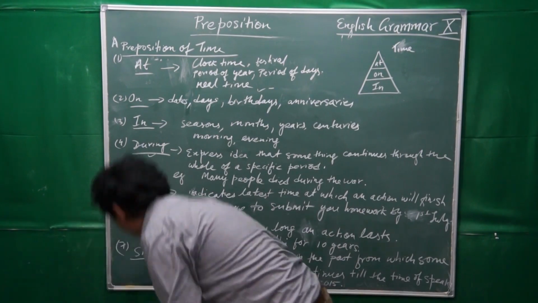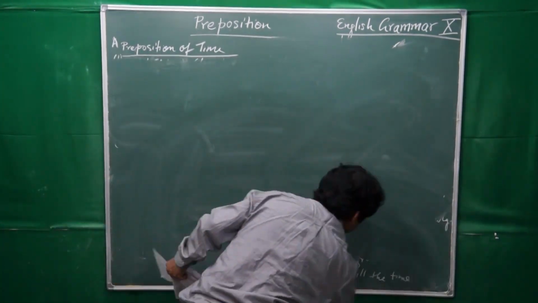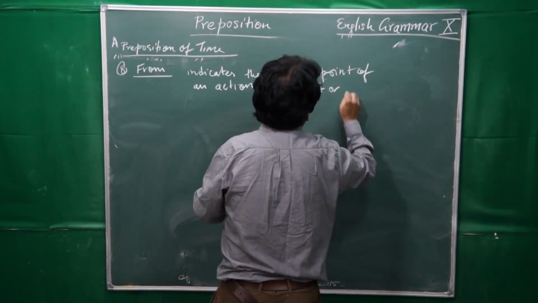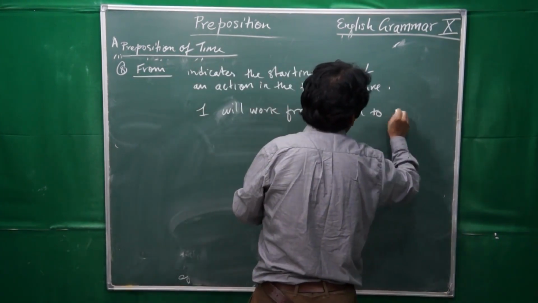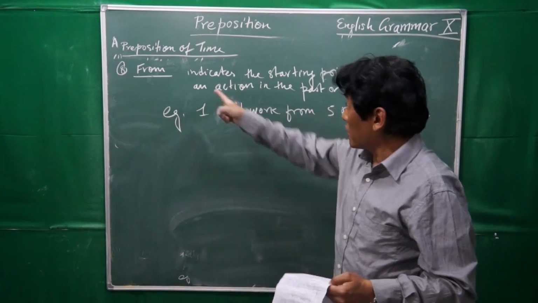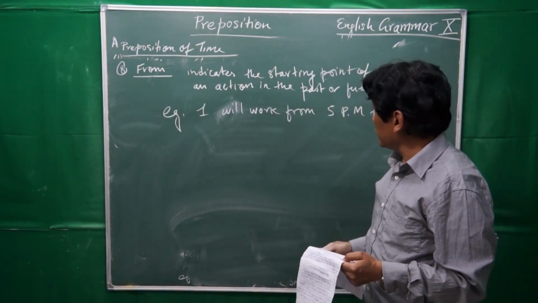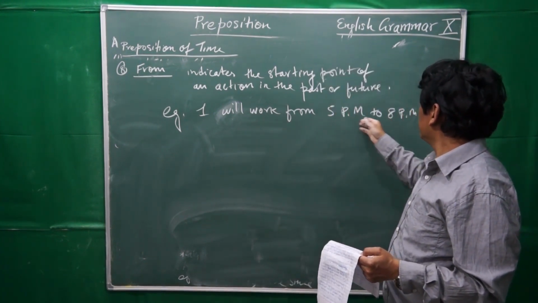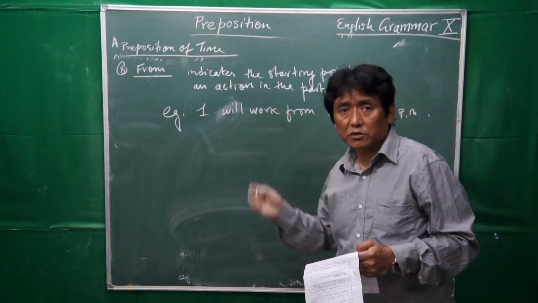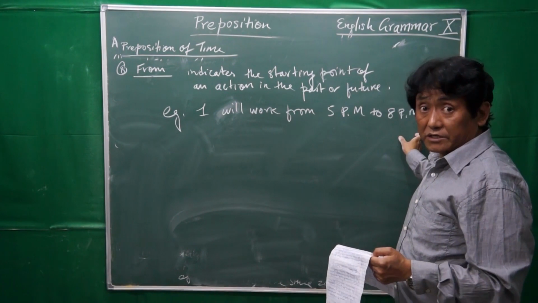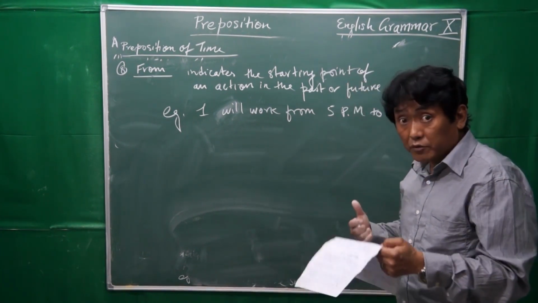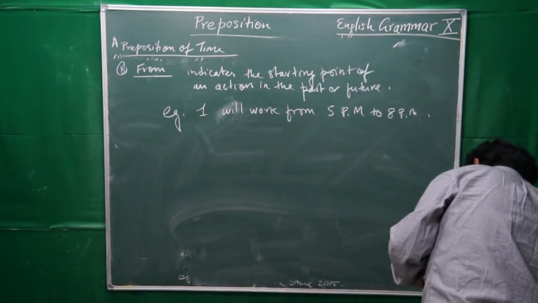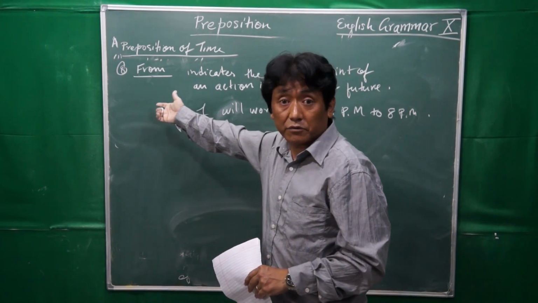Now, the next one is from. Okay, look at this now. From indicates the starting point of an action. Now see, walking is an action, right? That could be in the past or in the future. I can show you this example: I will walk from 5 p.m. to 8 p.m. Over here you have to mention both the starting time as well as the ending time, unlike since. With since, we have to mention only the starting time. Now this is how we finish the preposition of time. These are the 8 points that you have seen.